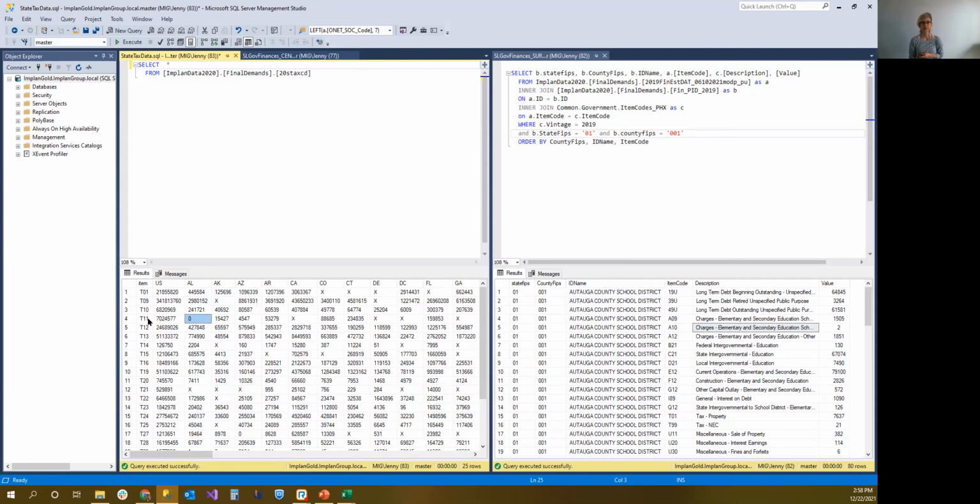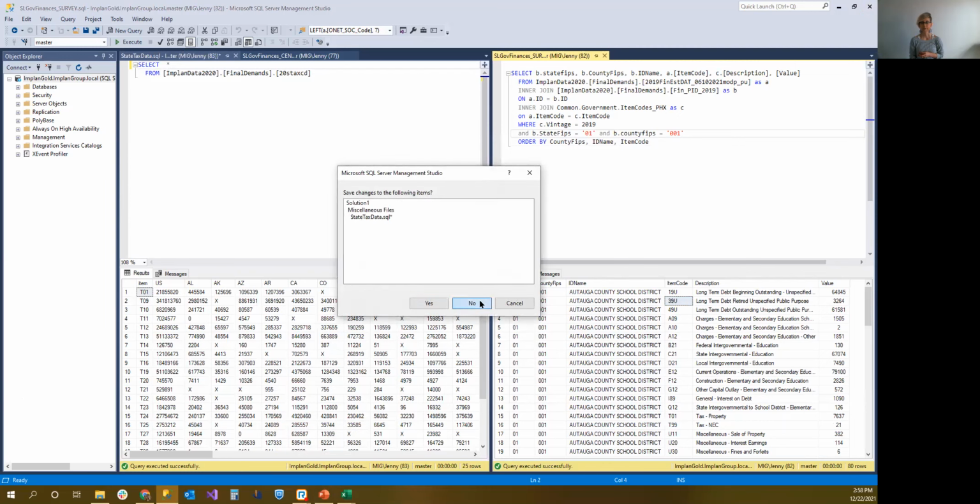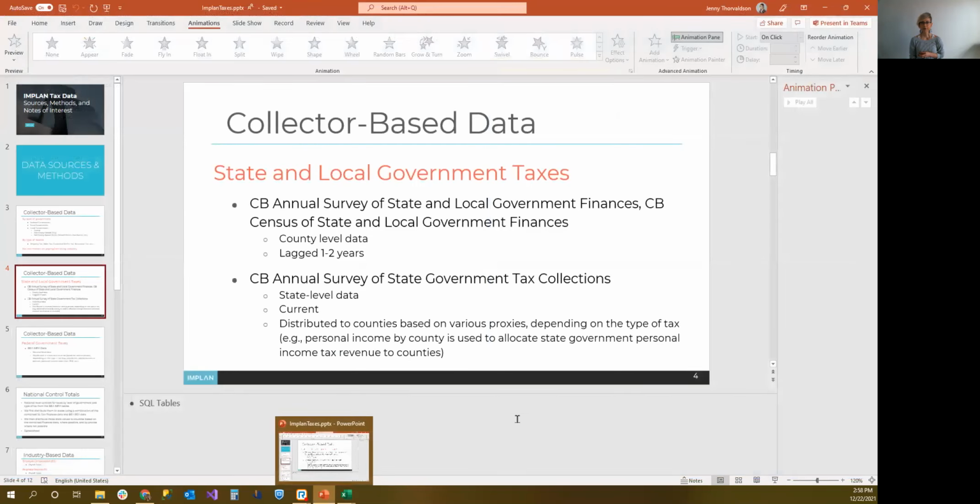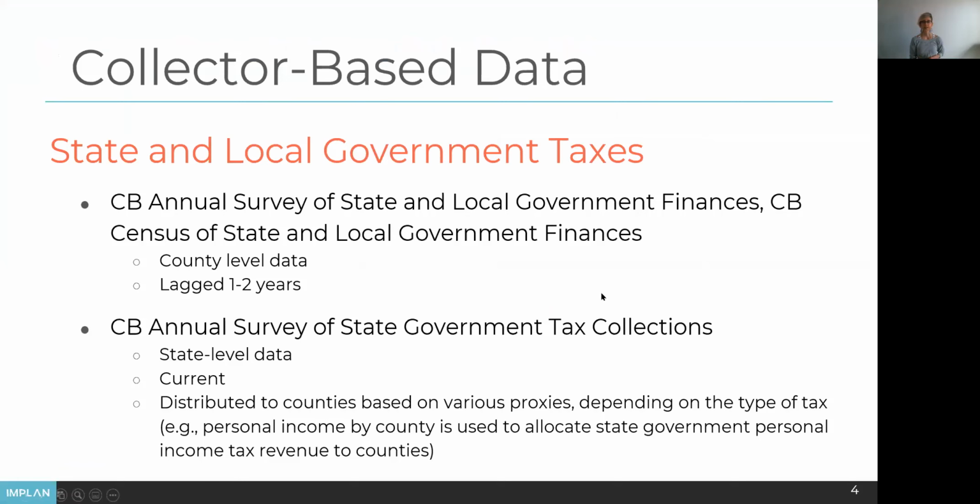And you can see that we've got the same item codes and item numbers, TO1, and you see those item codes over here. So we have to match not only on the geography, but on the actual item code as well. And that's how we combine those three. All right, I'll go ahead and get out of SQL Server at this moment and bring us back to the presentation.